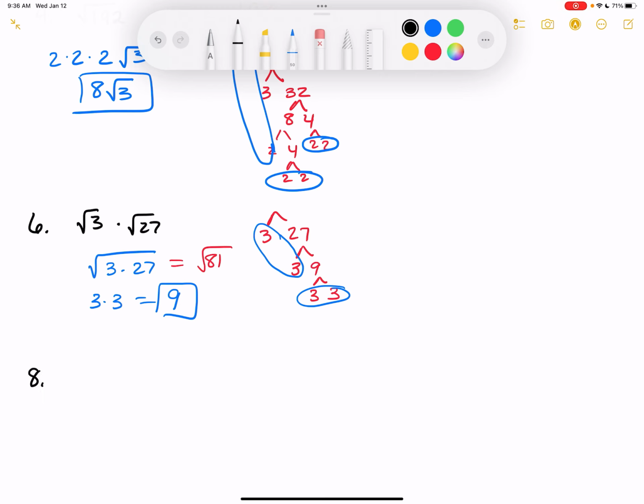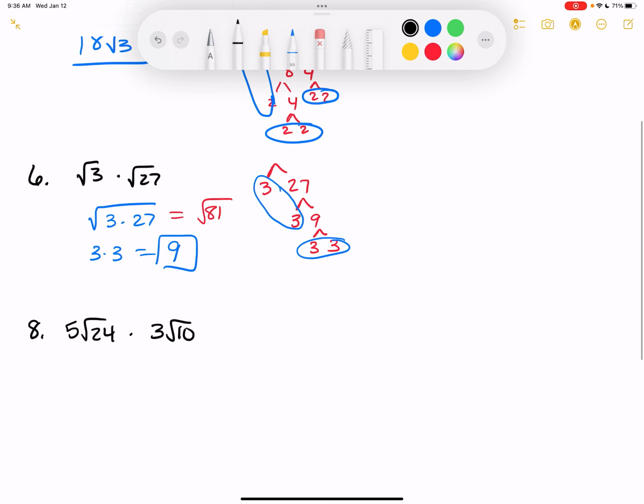8's a little different, so let's do that one. 5 square root of 24 times 3 square root of 10. With one like this, we're going to multiply this, because again, when multiplying, they don't have to be the same. We're going to multiply the stuff that's outside together, so we're going to have 5 times 3, which is 15, times the square root of 24 times 10, the stuff inside the square roots multiplied by each other. That's 240, but I'm going to leave it separated so that I can break it down.